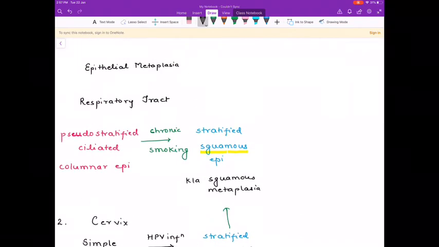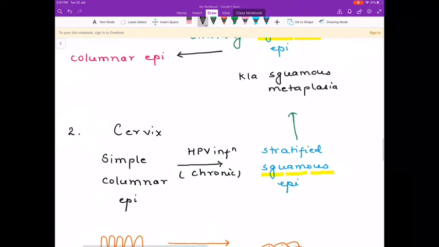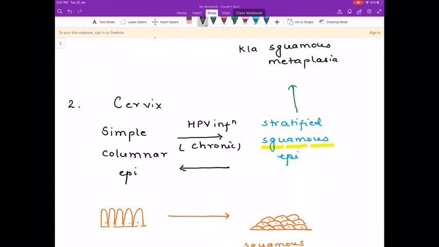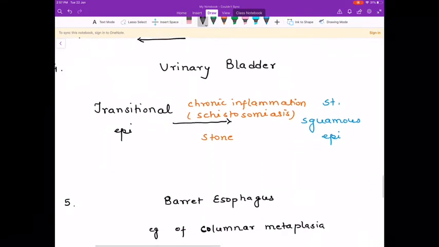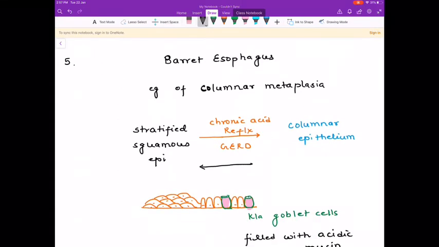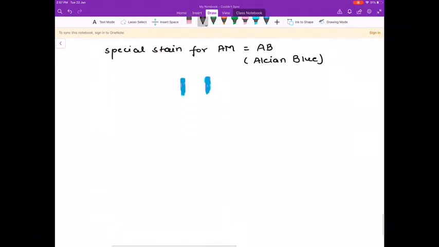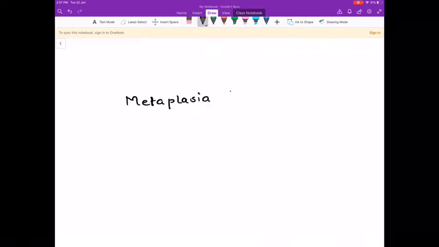Try to revise once what are the different examples we have seen in the case of the respiratory tract. Remember friends, the arrow should be both sided because these processes are reversible. In the cervix, again it is reversible. In the ducts, reversible. But when will it be reversible? If the offending stress is gone. If you give the PPI to the patient of Barrett esophagus, then only it will be reversible. And that's why the treatment of choice is proton pump inhibitor. You have to treat the cause, then metaplasia can be reversed.